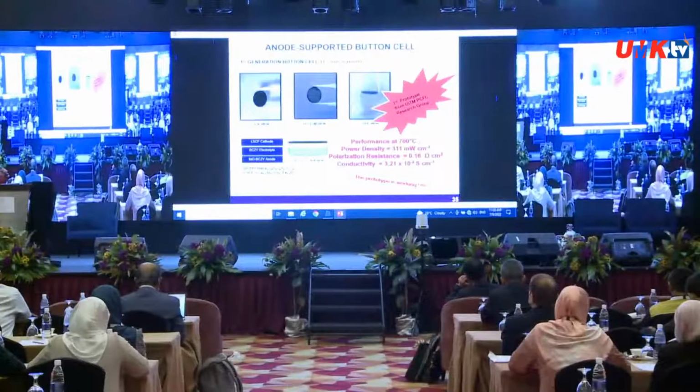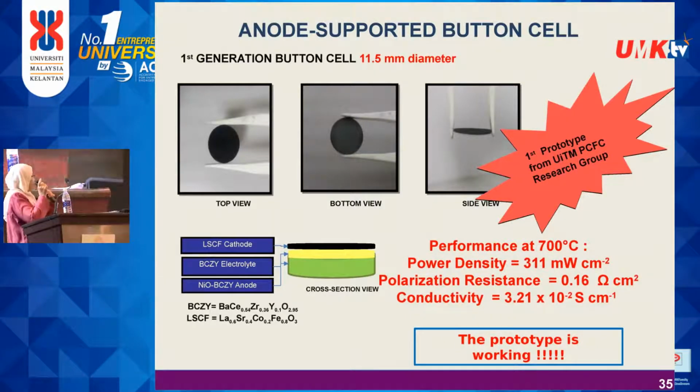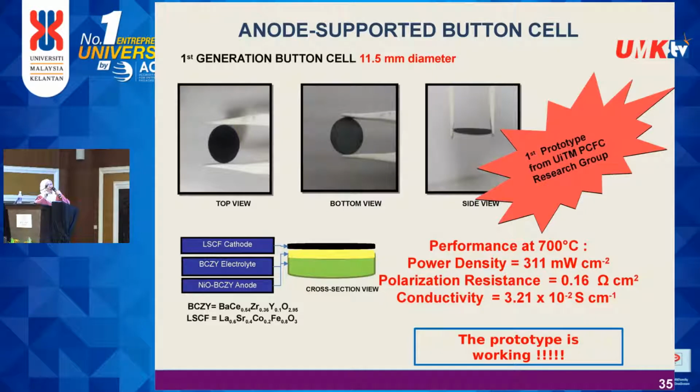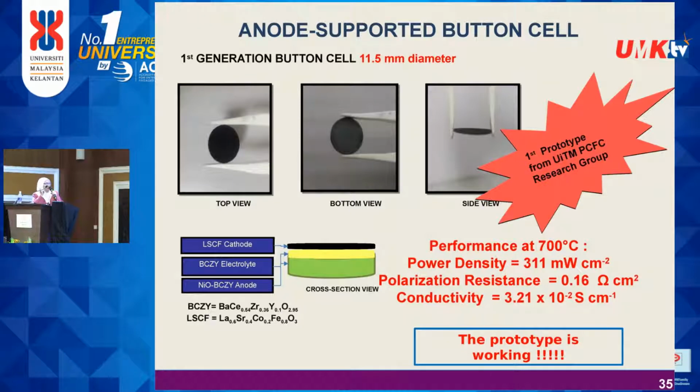This is the anode supported cell that I just mentioned. Before this, we just studied the anode in terms of size. The diameter is about 11.5 mm. So we call it the first prototype from the UiTM PCFC research group. The performance of this single cell in 100% hydrogen as a fuel is about 311 milliwatt per centimeter square.